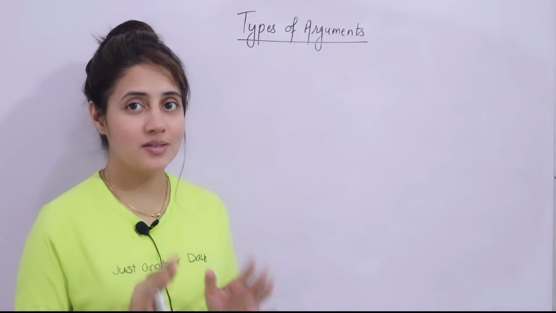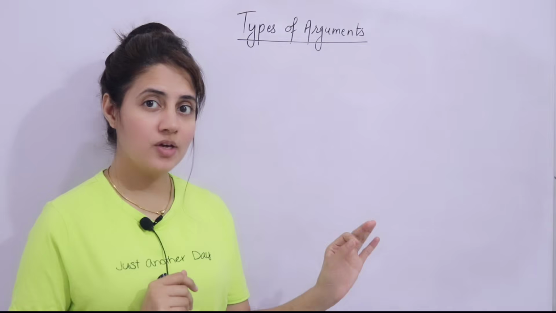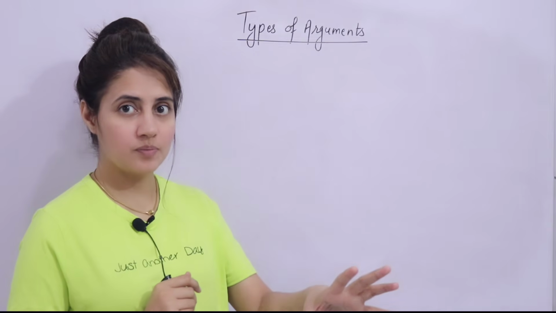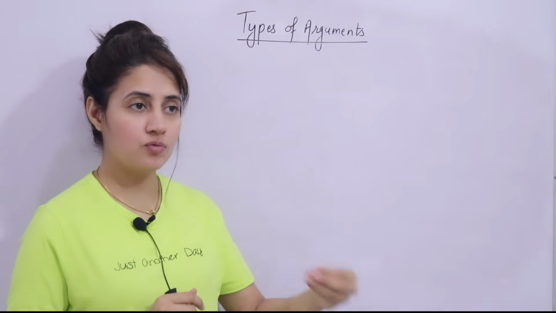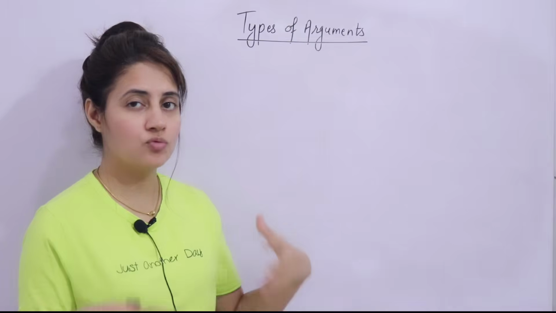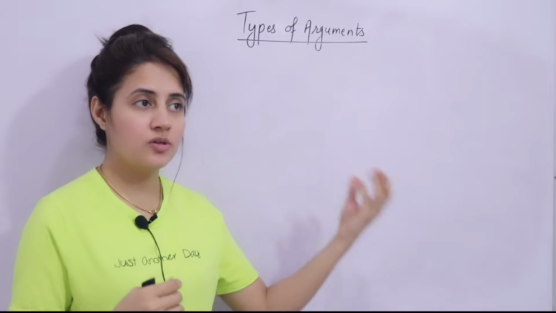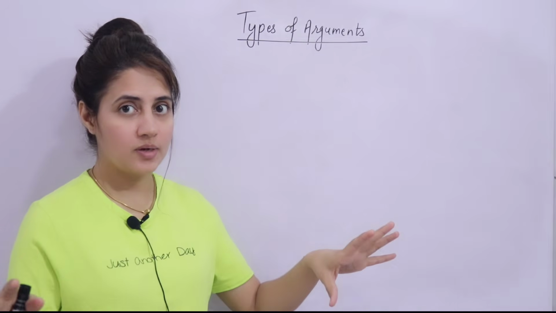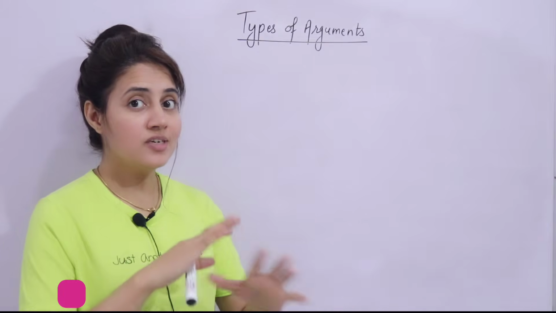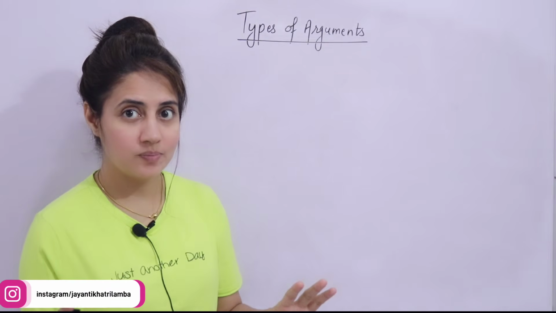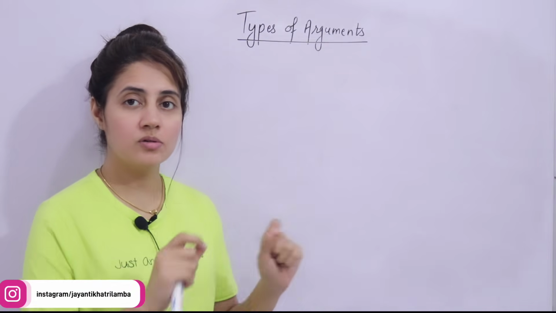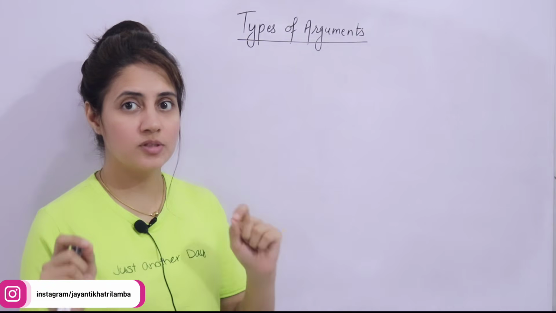So in the series of learning the Python programming language, in the previous video we have seen functions with arguments: how to define a function with an argument, how to call that function, what arguments are, how to pass arguments to a function, and the difference between parameters and arguments, right? But now we have different types of arguments in Python. So in this video we'll be talking about all the types of arguments in Python.